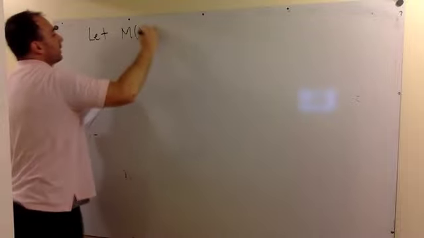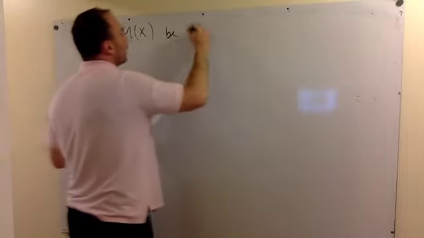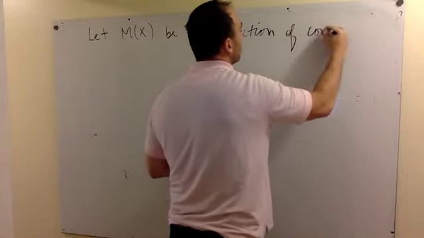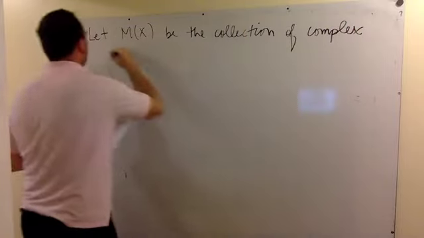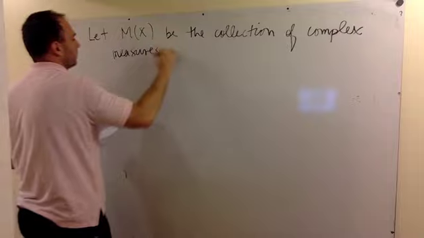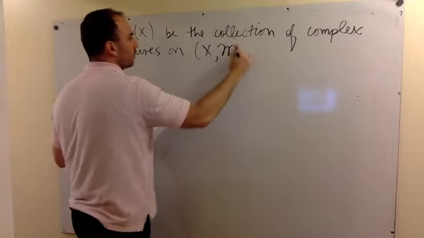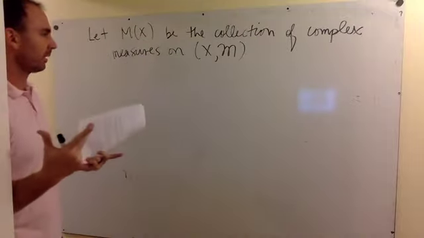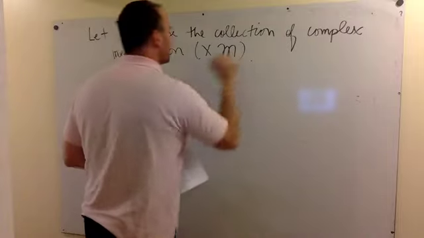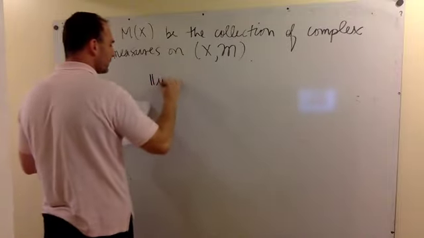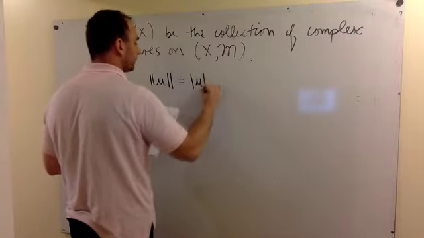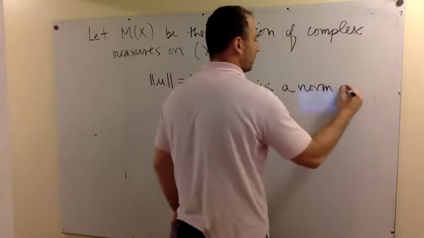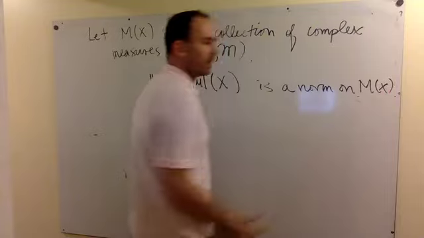Let M(X) be the collection of complex measures on a measure space X. Really, the measures are on the sigma algebra. A lot of people will write it in terms of the sigma algebra. That's all you need, actually. But then what we can do is define a norm on this. This is a norm on M(X). It's very easy to prove that it's a norm.